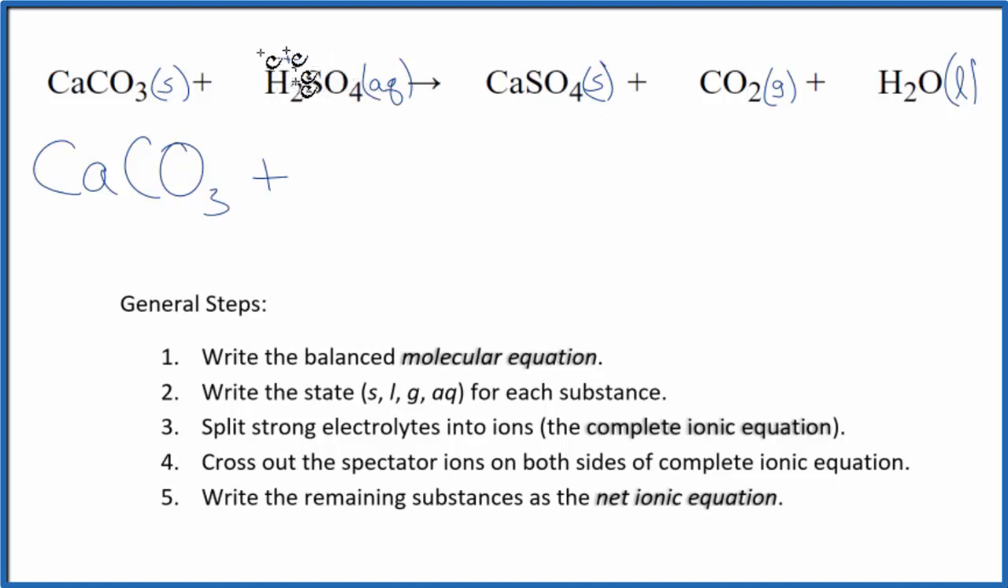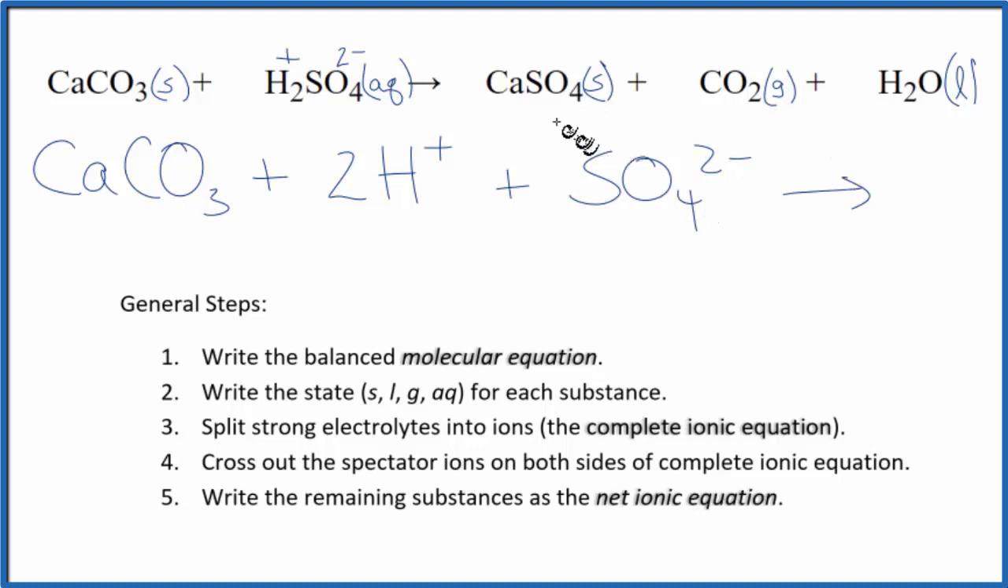So we have 2 hydrogen ions. That's 2H plus ions. Plus the sulfate, this SO4 here, has a charge of 2 minus. That's a good one to remember. So we have our sulfate ion, SO4 2 minus. So those are the reactants in our net ionic equation.